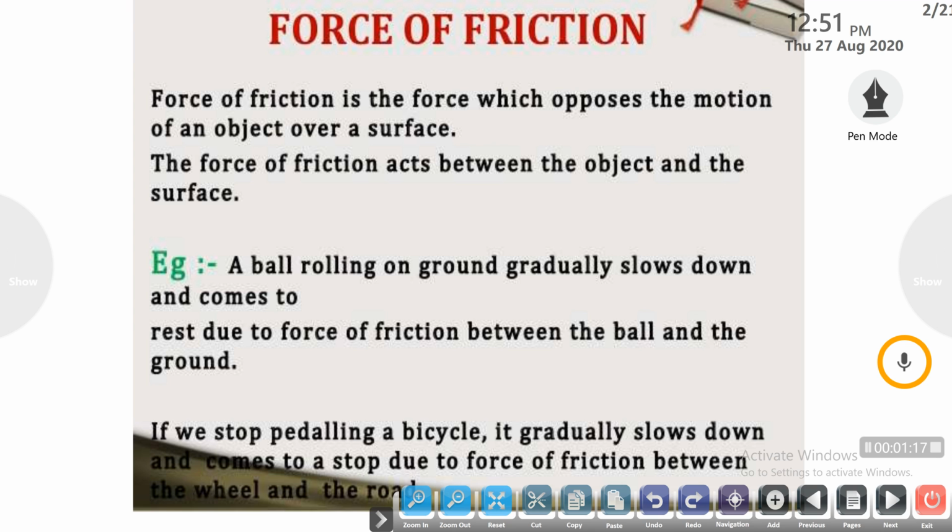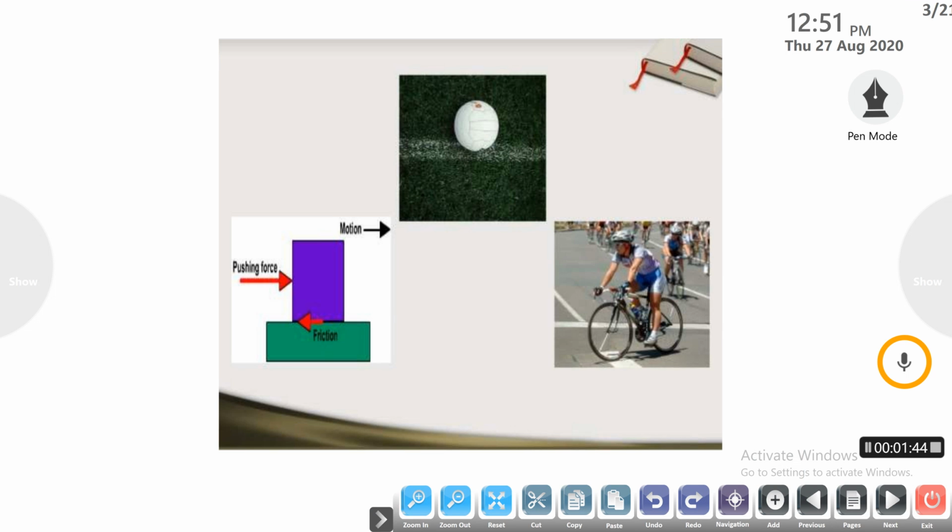Second example: if we stop pedaling a bicycle while it is running, it also gradually slows down and comes to a stop due to the force of friction that acts between the wheel and the road. The surface opposes the motion of the bicycle and ultimately it comes to rest. These are examples of friction.